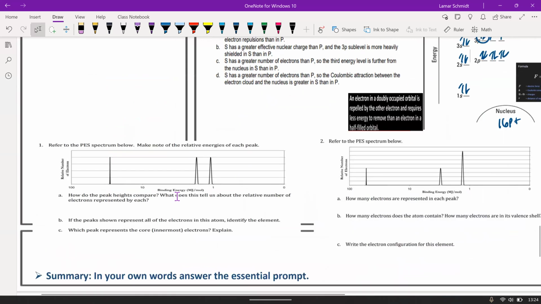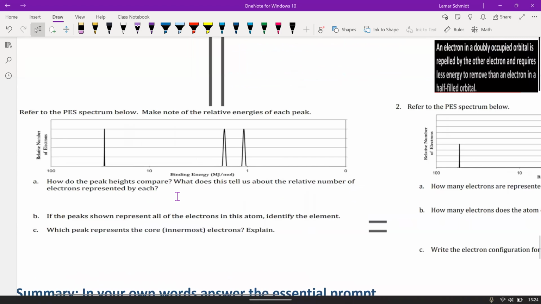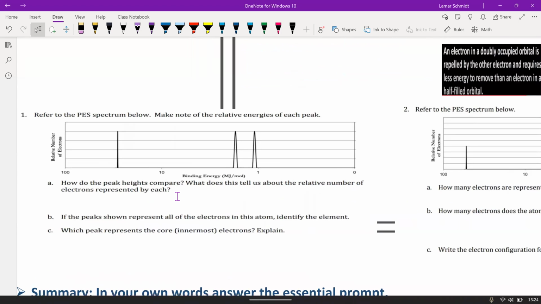This is what a free response question could look like on a test, on your actual AP test and also on your test with me. So it says on this one, how do the peak heights compare? What does this tell you about the relative number of electrons represented by each? So how do these peak heights compare?